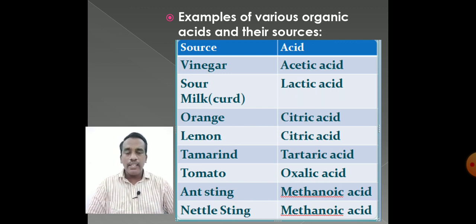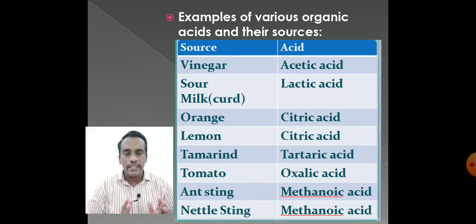We will be dealing with this topic in detail later. Presently we are just learning only the names. So these are the acids that are obtained from various sources. These all contain carbon as one of their main constituents. So these are called the organic acids.